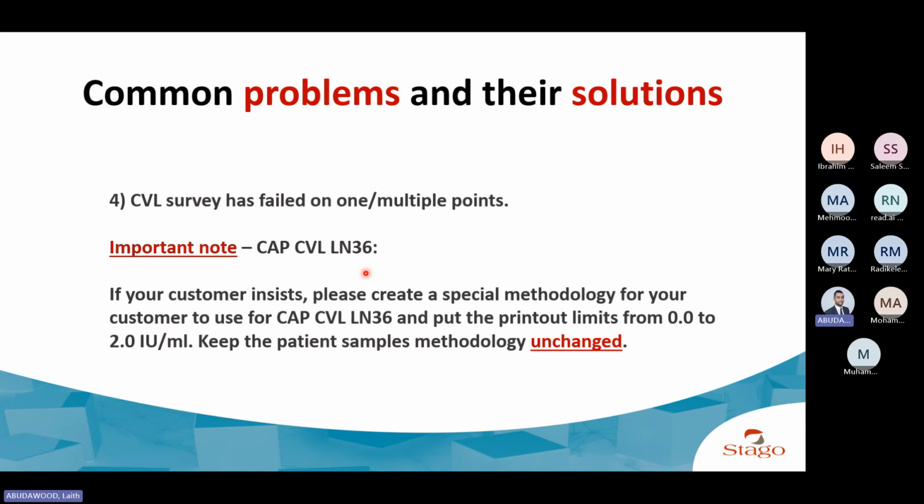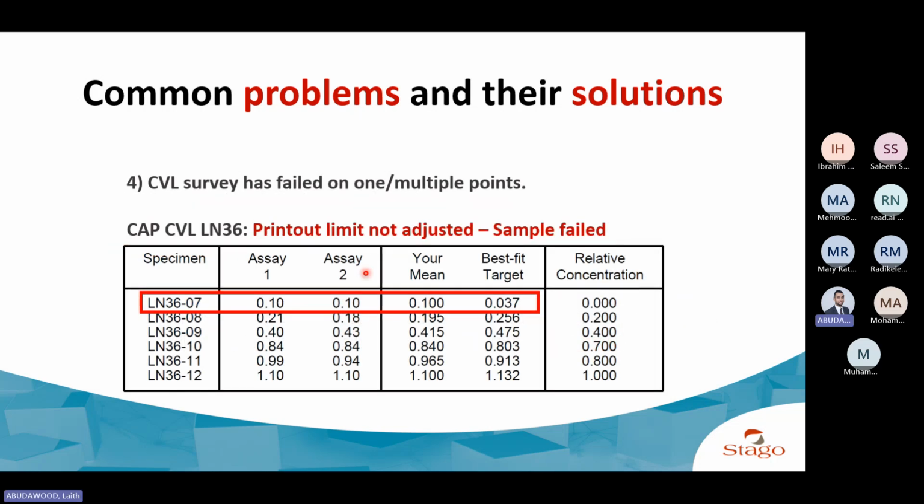If you report below 0.1, you will not really have a problem with your CAP report. Okay, so this is very important. But remember, the methodology used to report your patient samples should be unchanged. Do not touch it. Do not change the printout limits, please. To give you a small example of this LN36 issue.